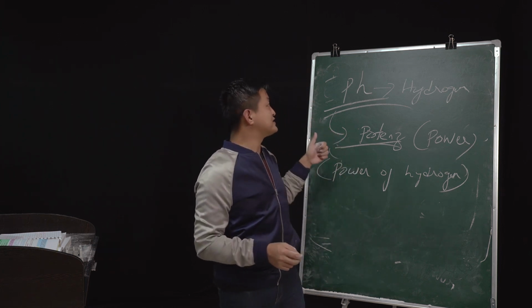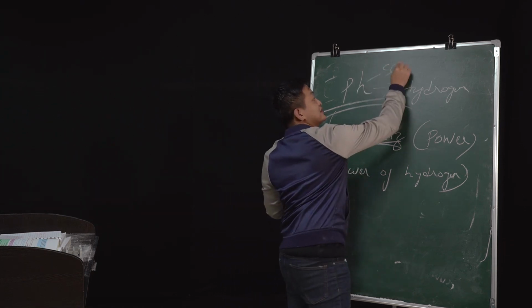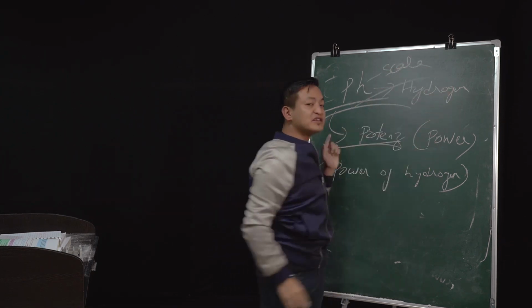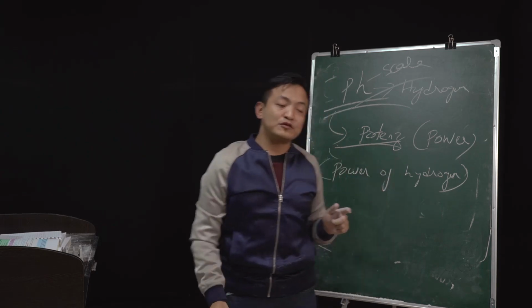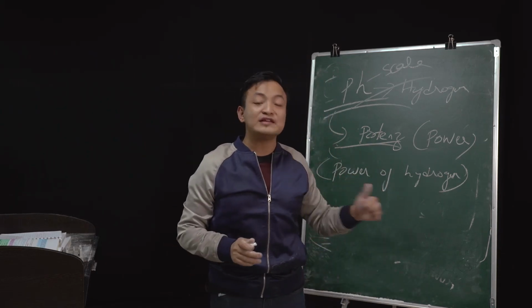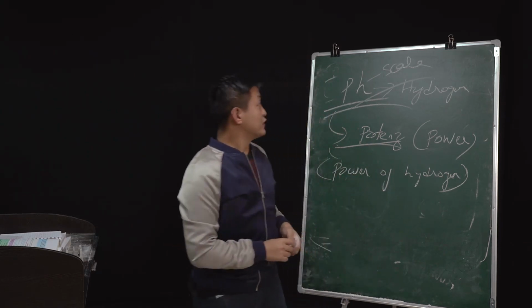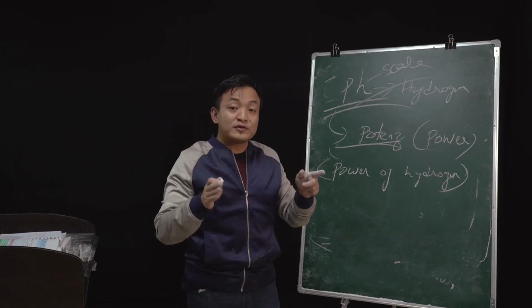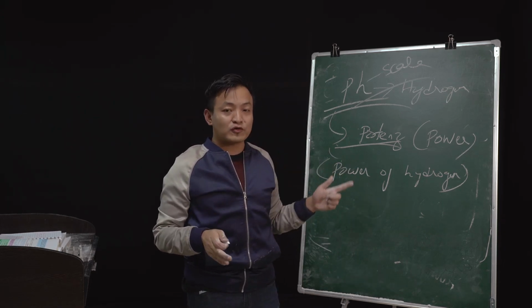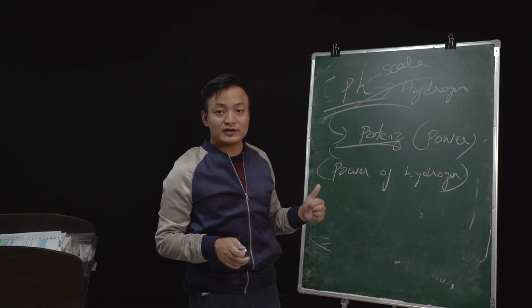So through this pH scale, this is a universal indicator. Through this pH scale, we will know the strength of any solution, clear? So it's not a normal scale like in geometry that we're talking about, it's a different scale, okay?